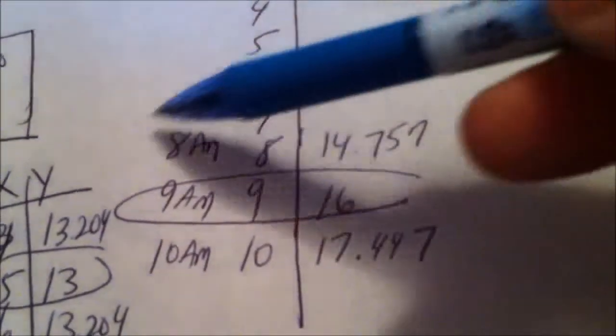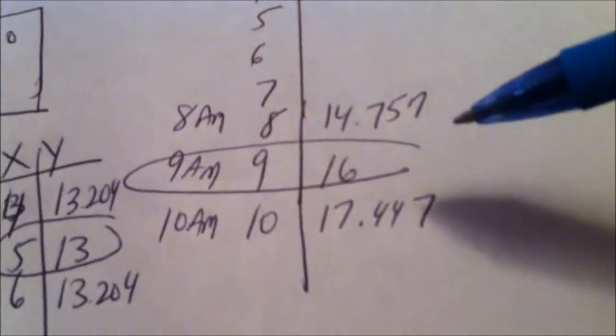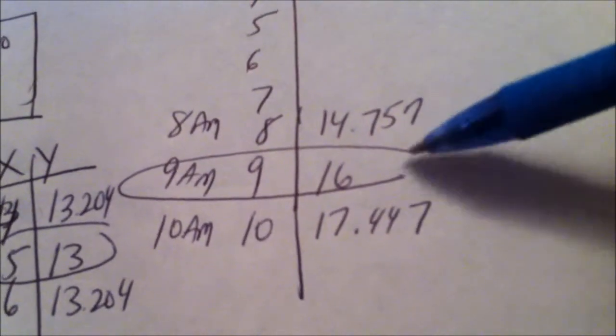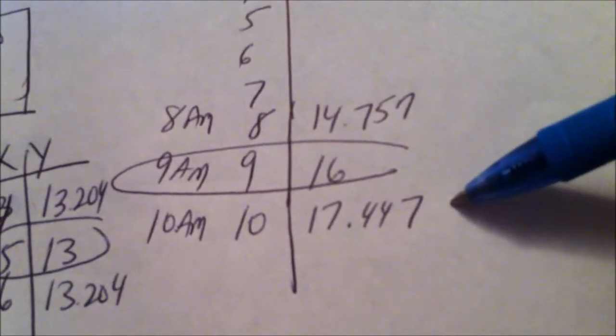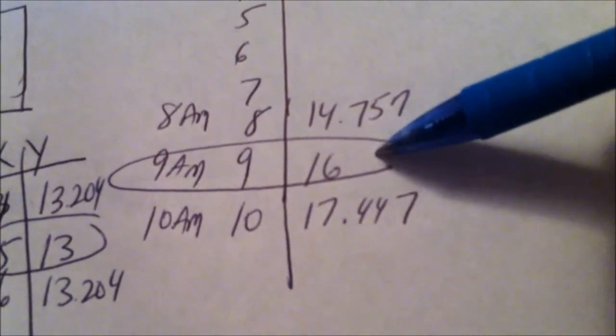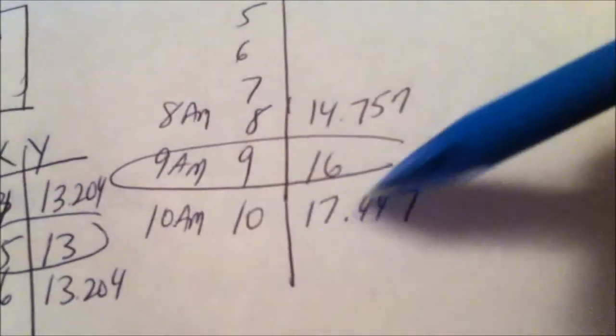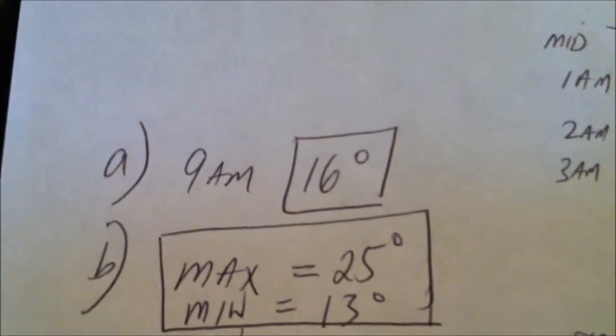I need 9 a.m. Now, it's a golden rule, since this is kind of like a guess and check, that you should always put at least 3 lines of your table. I always put one above when I'm looking and one below. And there is my 16 degrees. It's not enough to just circle the value. You actually have to write the answer on the side. So there's my answer at 9 a.m. at 16 degrees.